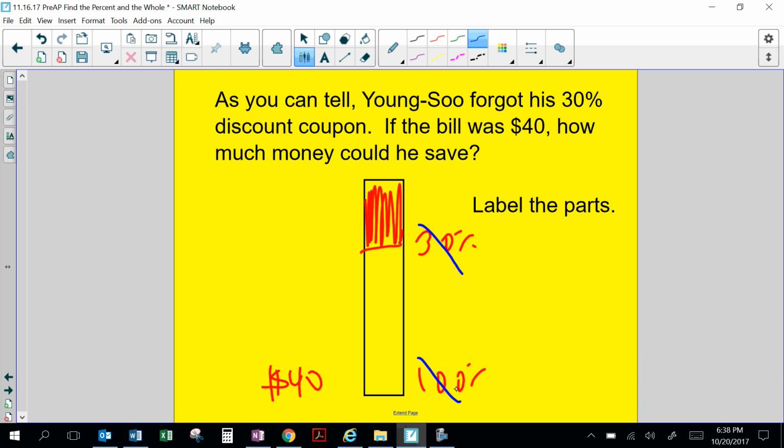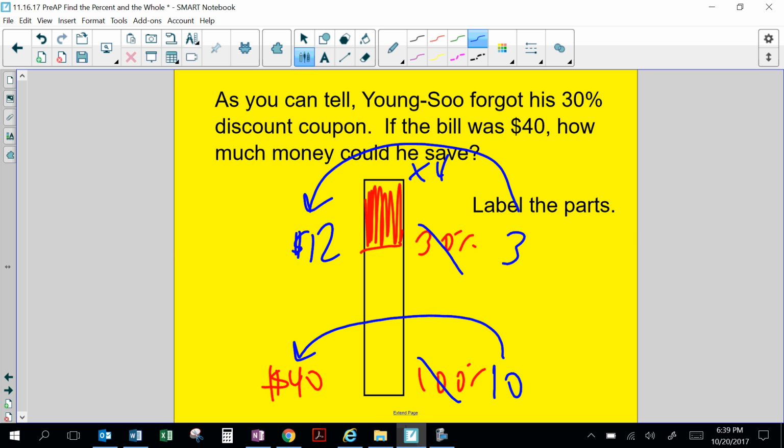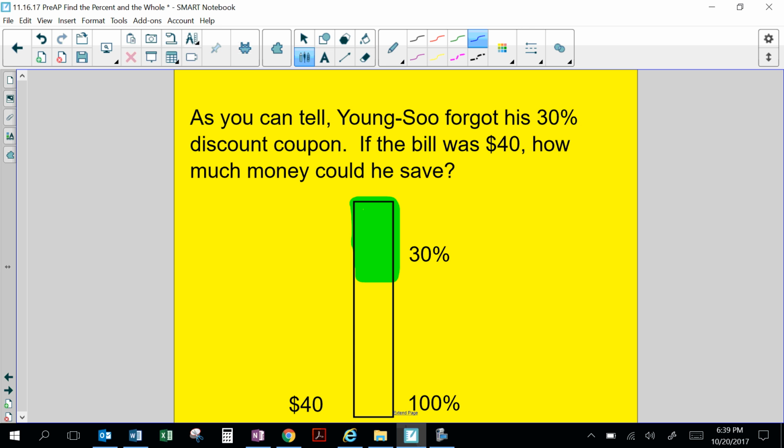Well, let's simplify this. I can divide both numbers by 10, so it's 3 out of 10. Now, what's the relationship from 10 to 40? The scale factor is times 4. So $12 out of 40. To check your work, you could divide 12 by 40. It's 0.30, which is 30%.